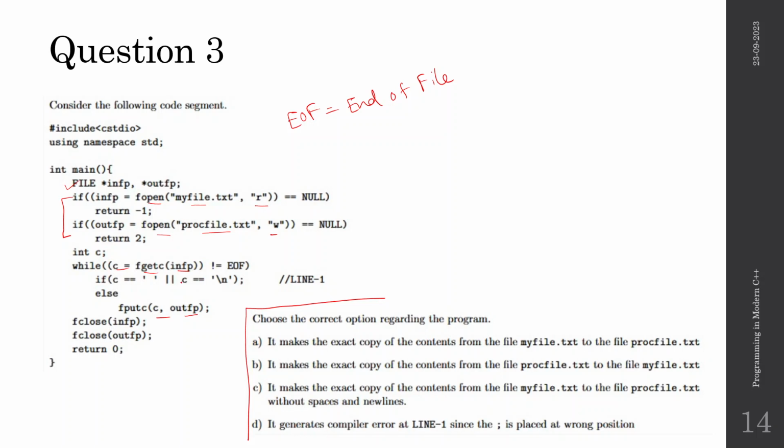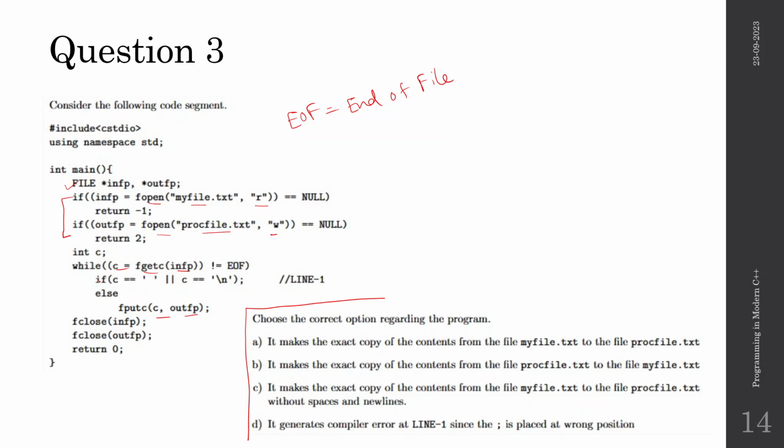So basically you can see that this is similar to copying a file. We are reading the file byte by byte, I mean character by character, and character by character also means byte by byte. We are reading the file byte by byte and writing it to some other file. So basically this will copy the file from myfile.txt to procfile.txt.